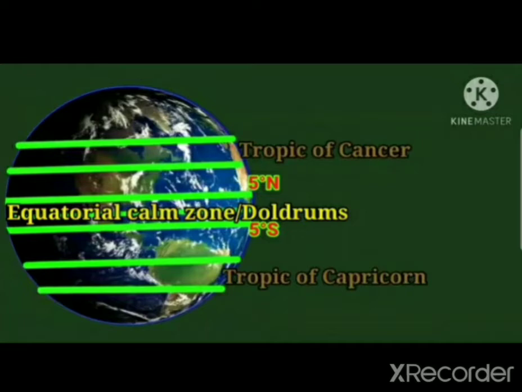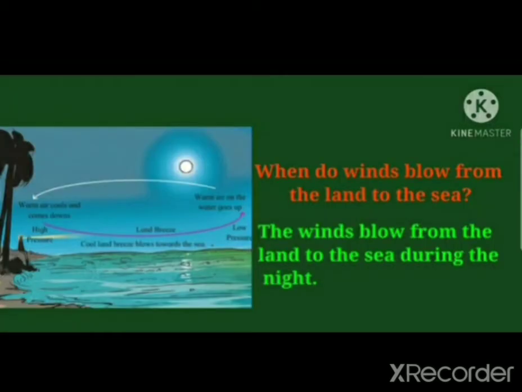So horse latitude means what? The area near the Tropic of Cancer and Tropic of Capricorn. Here you can see Tropic of Cancer and Tropic of Capricorn, that is between 25 degree to 35 degree north and south. There exists a high pressure belt, and there is also a calm belt. That belt is called a horse latitude. Now here you can see the picture. That is why the questions have been asked over here.